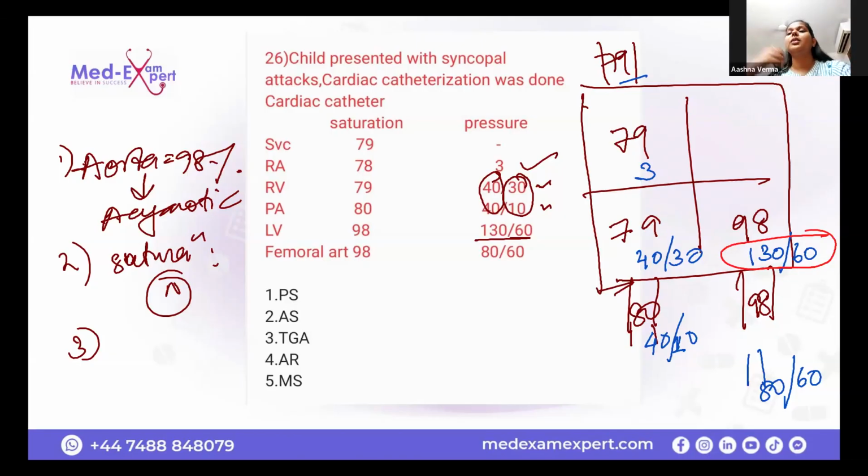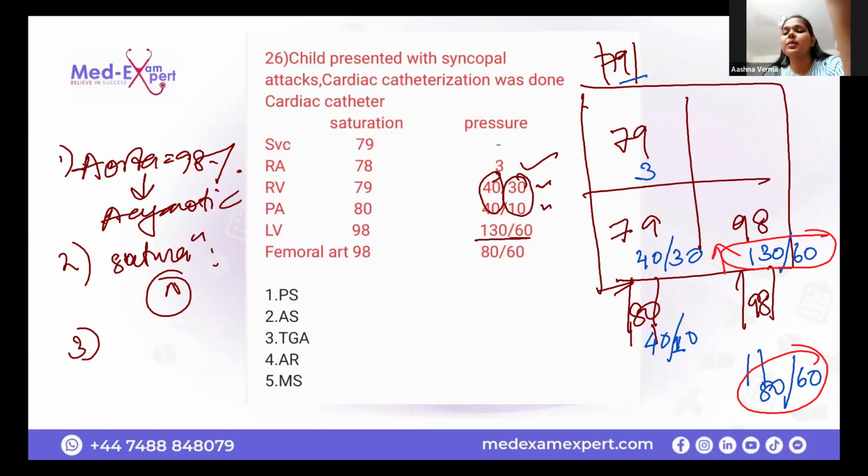Okay, doctor, before you give that answer, let's look at this in a little more detail. 130 by 60 is high, even for an adolescent. They have not given the age, but still this is considered high. Moreover, if you look at the pressure in the femoral artery, it is 80 by 60. Had it been a normal person, the pressure in the peripheral artery would any day be higher than the pressure in the left ventricle.